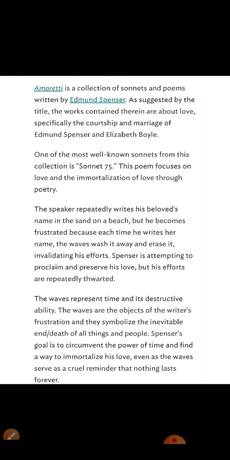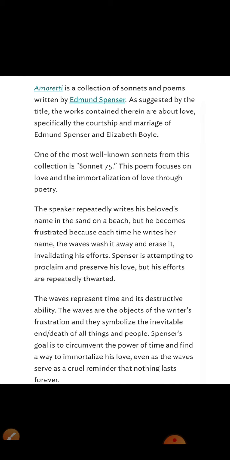Amoretti is a collection of sonnets and poems written by Edmund Spenser. As suggested by the title, the works contained therein are about love, specifically the courtship and the marriage of Edmund Spenser and his beloved Elizabeth Boyle. One of the most well-known sonnets from this collection is Sonnet 75. This poem focuses on love and the immortalization of love through poetry.